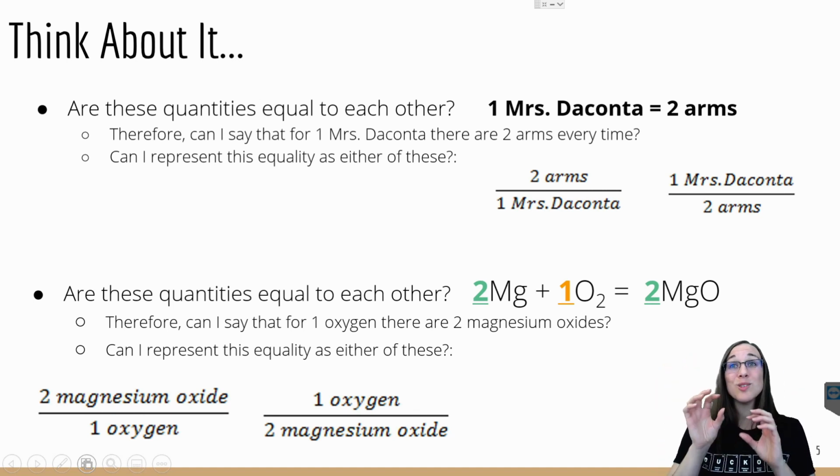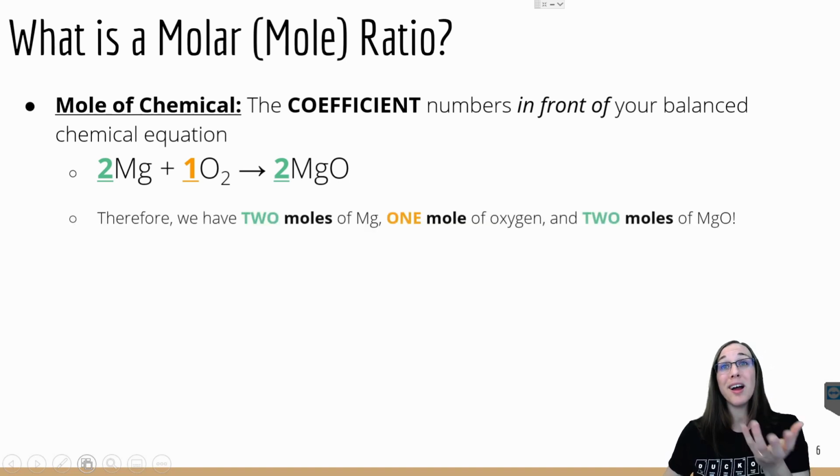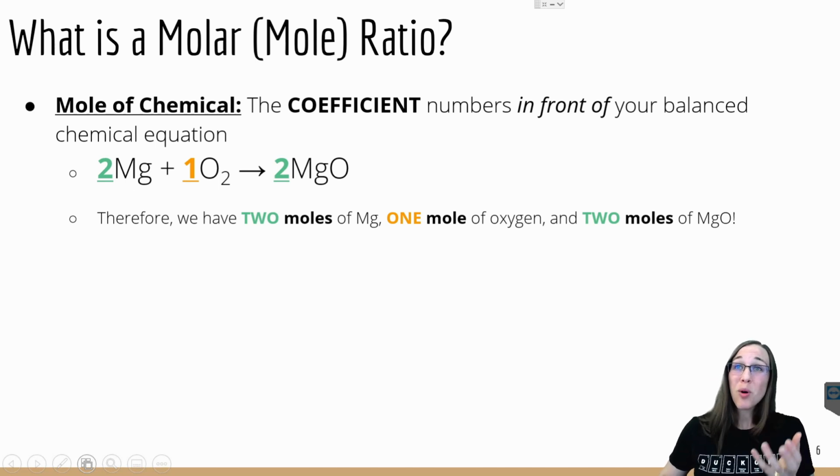We can take those values in the front and put one over another to go from, say, oxygen to magnesium oxide in a calculation problem. So then a mole ratio by definition is taking the coefficient numbers in front of your balanced chemical equation from whatever chemical they're in that you're interested in and putting one on top of another. In other words, we have 2 moles of magnesium reacting with 1 mole of oxygen, creating 2 moles of magnesium oxide. And all of those ratios are equivalent to one another in this context.